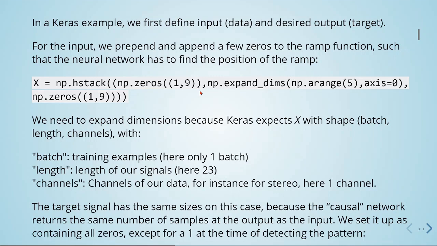So batch here is the number of training examples. In our case, we have just 1, so our batch is equal to 1. The length is the length of our signal, so here our signal has 23 numbers, and channels are the channels of our data. For example, it can be stereo, so we would have 2 channels. It could be RGB, we would have 3 channels, but here we only have 1 channel.